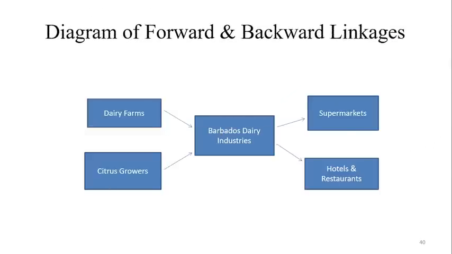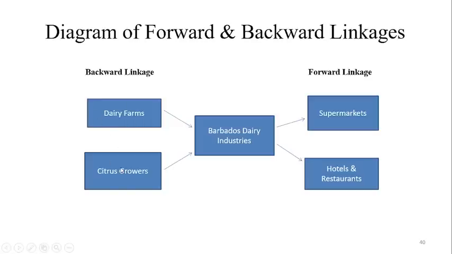So let's look at this example that will help to explain this diagram, rather, that will help to explain forward and backward linkage. So in this case, we have Barbados Dairy Industries, the main industry that we're looking at. They have a backward linkage with dairy farms. So Barbados Dairy Industries would make what? Dairy products. They have a backward linkage with dairy farms, that's the farm that would have the cows and stuff like that. And also citrus growers, persons who grow fruits. They would need these things in order to make their products. So that is a backward linkage. So see, right here, Barbados Dairy Industries have a backward linkage with dairy farms and citrus growers.